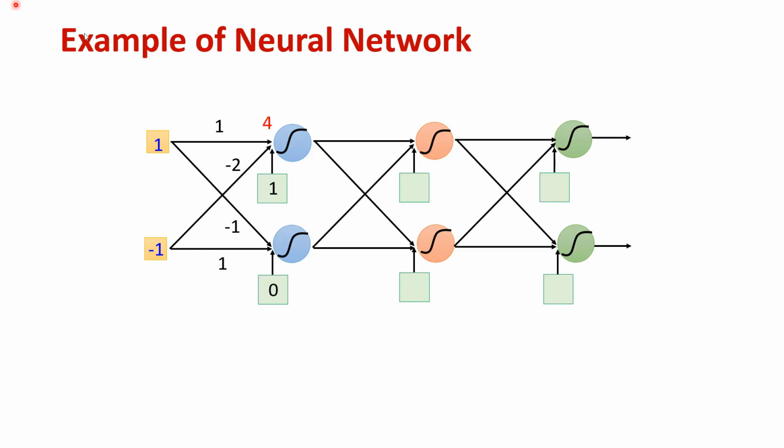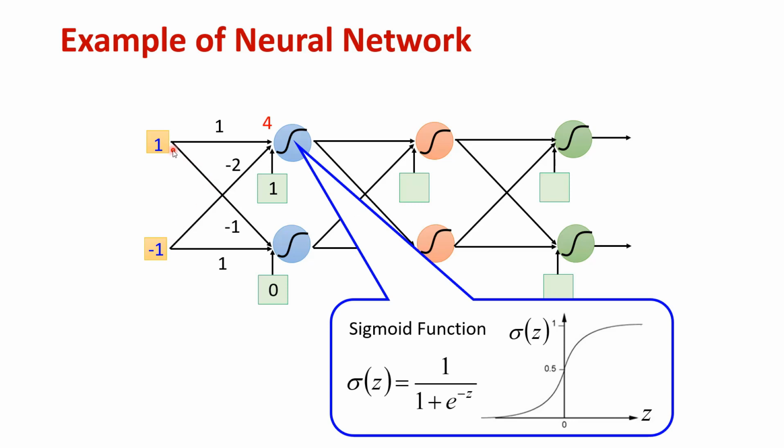So as you can see what happened here, if you have 1 and minus 1, and you would like to do the calculation at this point, minus 1 times minus 2 will be 2, and 1 times 1 is 1, so 2 plus 1 is 3, and 1 times 1 is 1, so it's 4. So the output is 4. Now we take this 4, which becomes 1 divided by 1 plus e to the power minus 4, and this gives us the output 0.98, and so on. So that's the process that we follow for the next point.